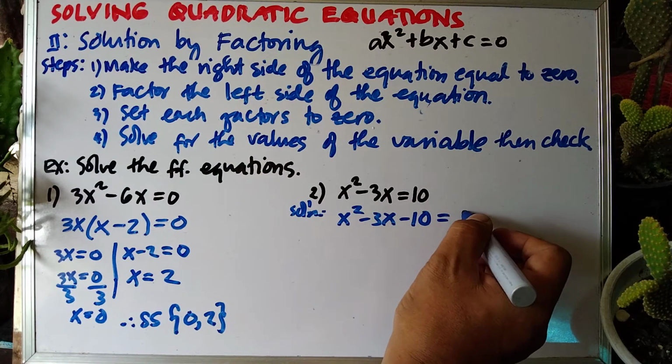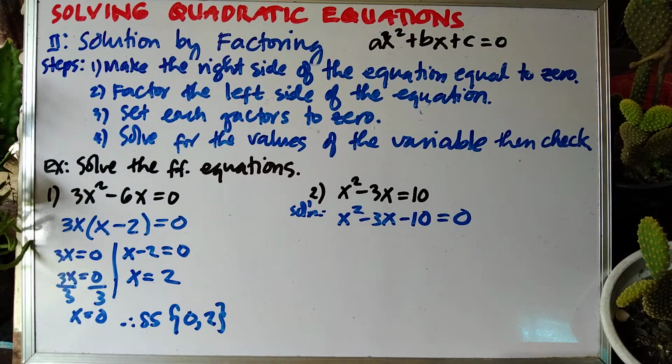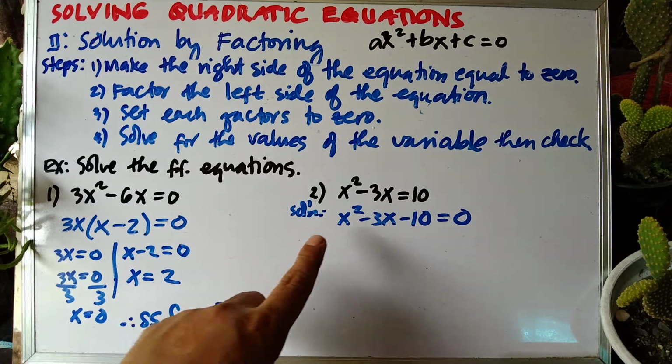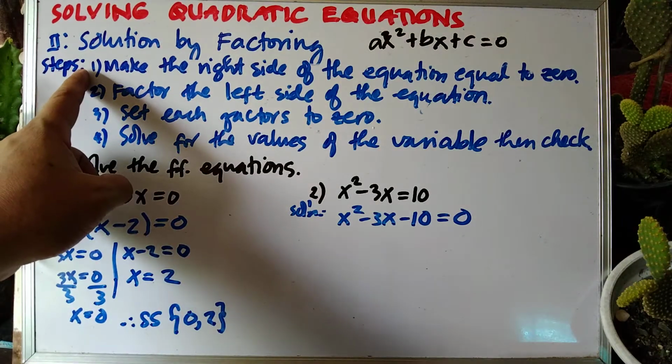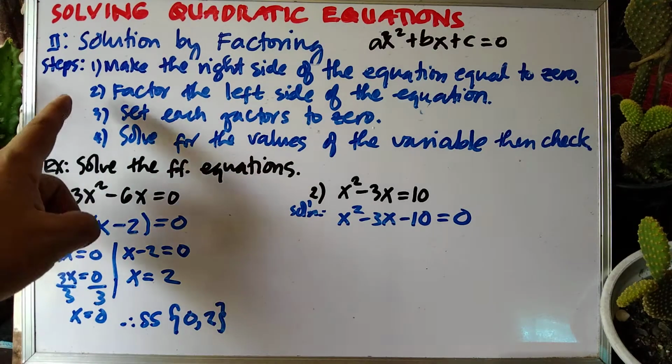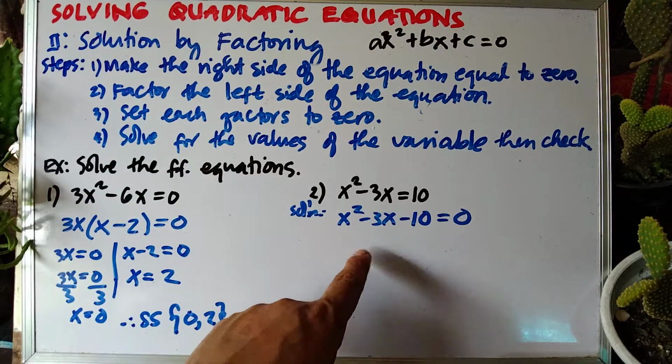Minus 10 is equal to 0 on the right side. Okay. Now, we're done with step 1. So, we now proceed to step 2, which is to factor.